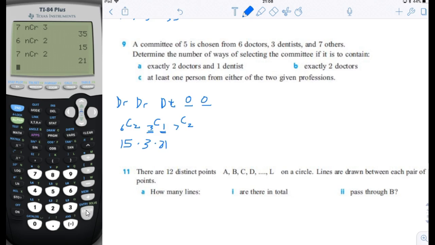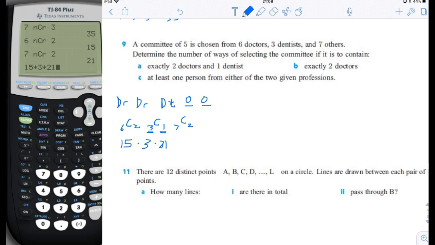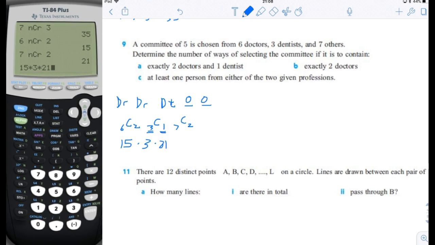Okay, so then we're going to do 15 times 3 times 21. 945. Okay, so 945 is the answer for A.